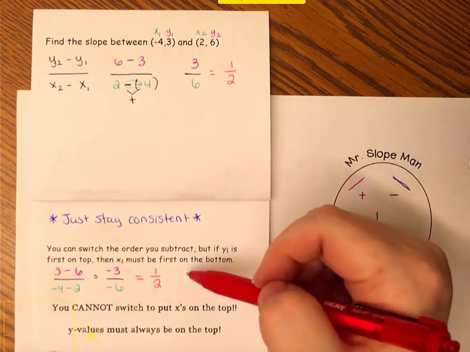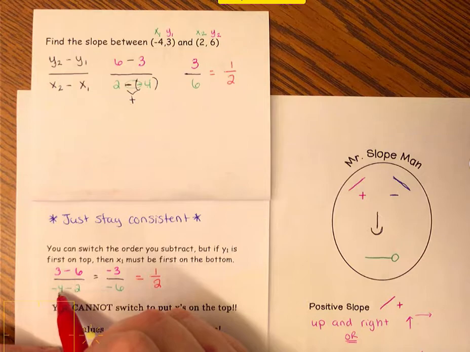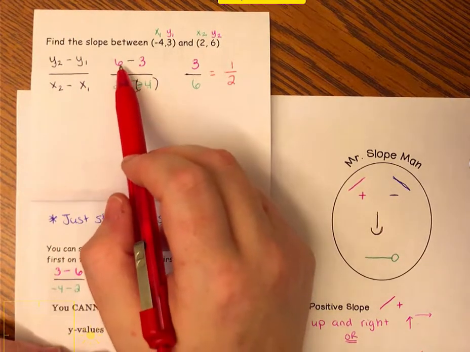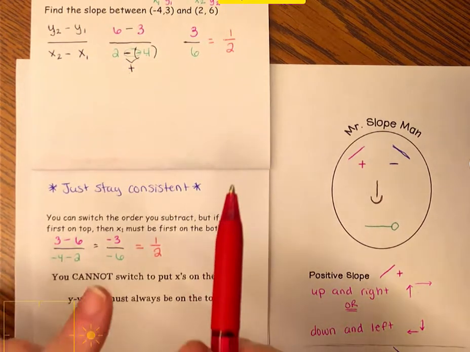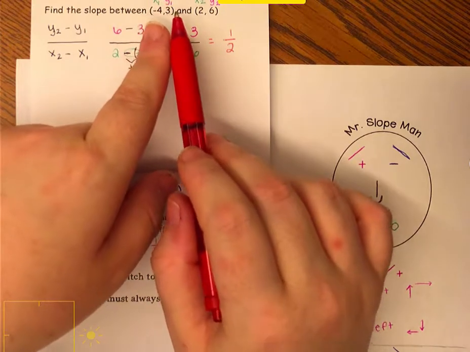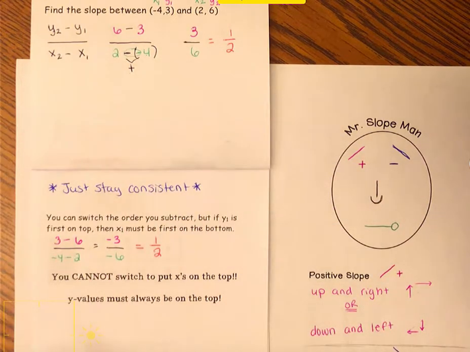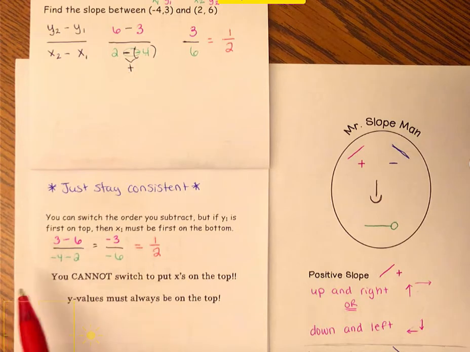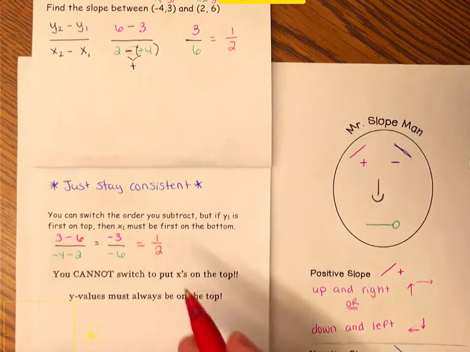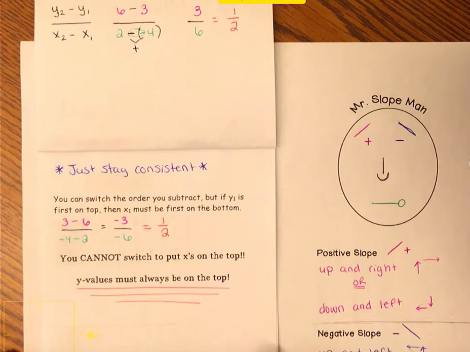I end up with the same slope because I was consistent with putting my first coordinate and my first coordinate. So I have my y1 and my x1 first. On the first way I did it, I had my y2 and my x2 first, as long as I kept the same coordinate together, top and bottom, or I kept the x2 and the y2 together, top and bottom. I just have to stay consistent. You cannot switch to put x's on the top. So no matter what, it's never x's on the top. It's always y's on the top. Y values must always be on the top in the numerator. Must always happen. That is how you find the slope from two coordinates.